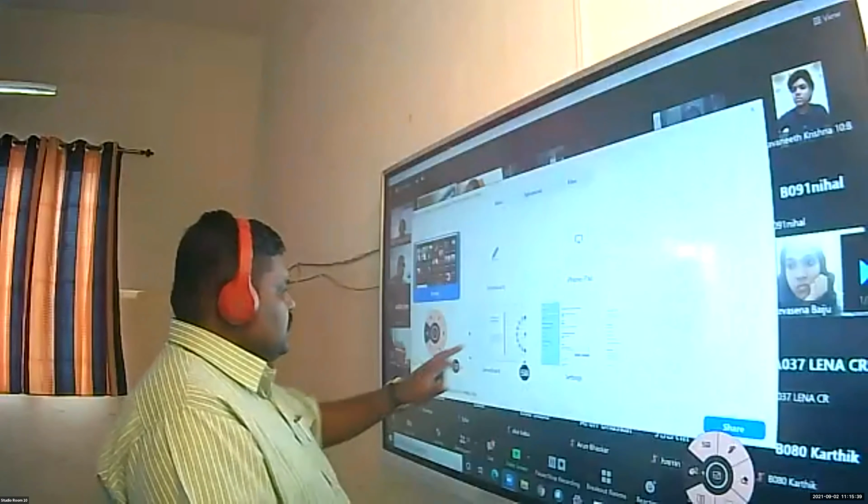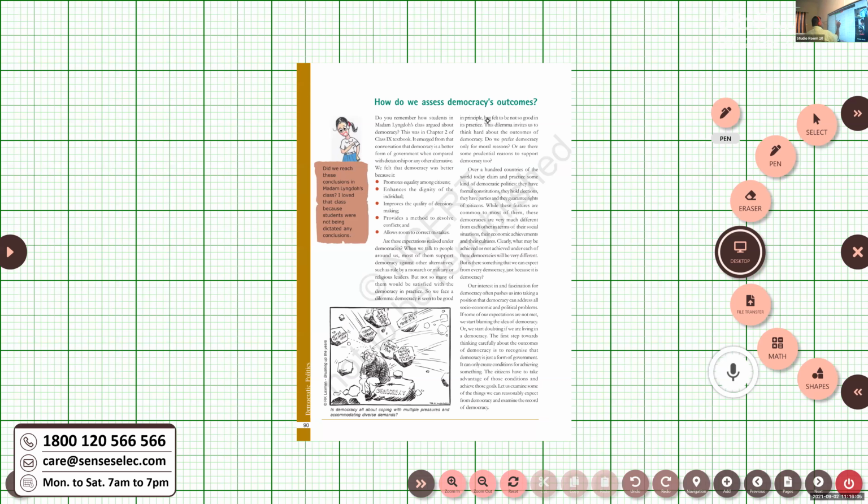In the textbook you can see numerous points related with the outcomes of democracy, on page number 90. Some basic things are there, the importance of democracy. One by one, so read the first point, Mr. Sriram Bhagat. What is the first point?